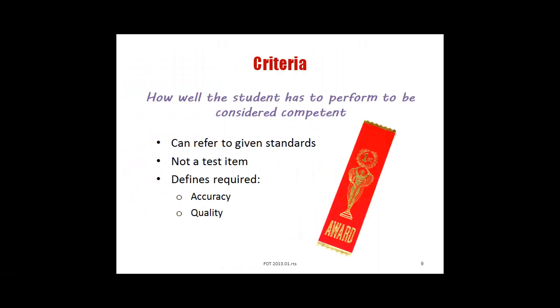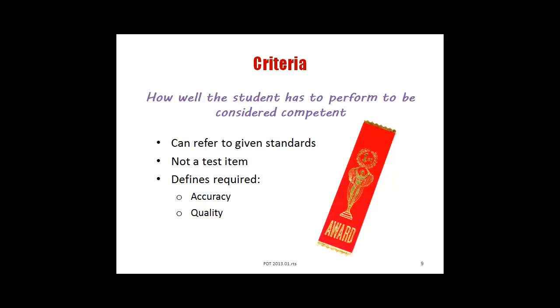We talked about performance, the green. We talked about conditions, the yellow. Now we're talking about criteria, the red. And that's looking at how well the student has to perform. For Coleman, for instance, we say you have to have a minimum of 70% when it comes to completion of things in order for you to successfully graduate.